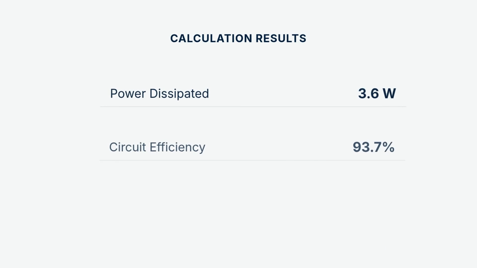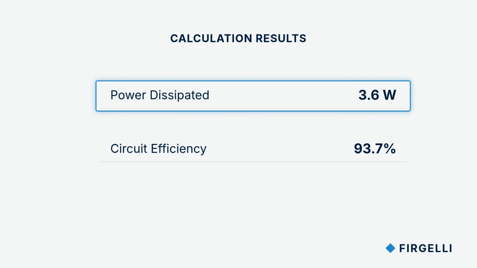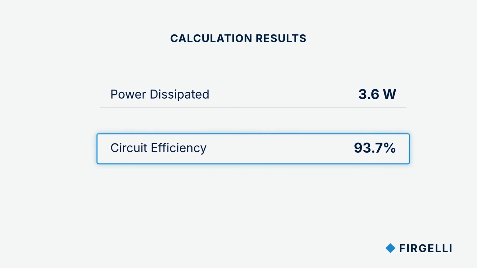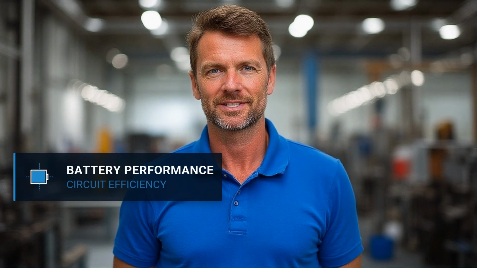The results section also shows the voltage drop across the internal resistance, power dissipated internally, and the overall circuit efficiency as a percentage. These values help engineers evaluate battery performance and circuit losses.